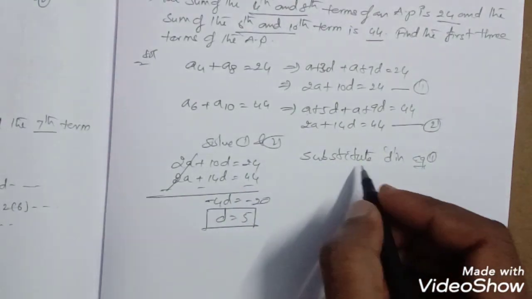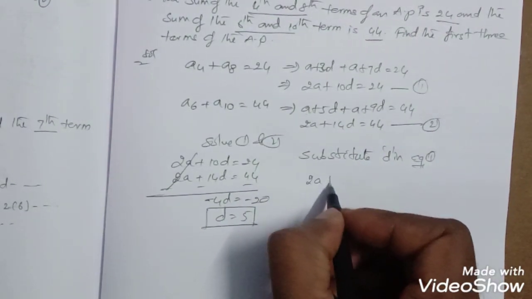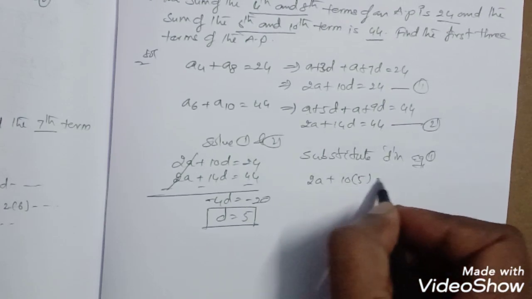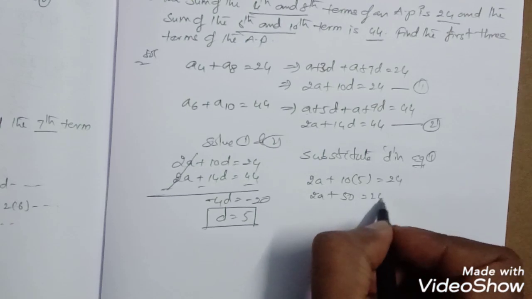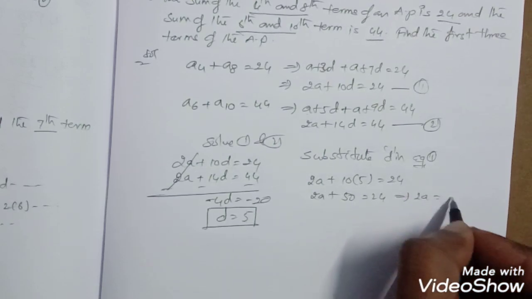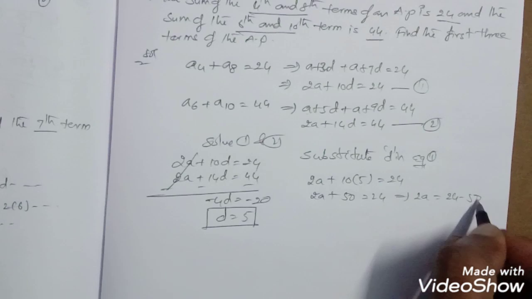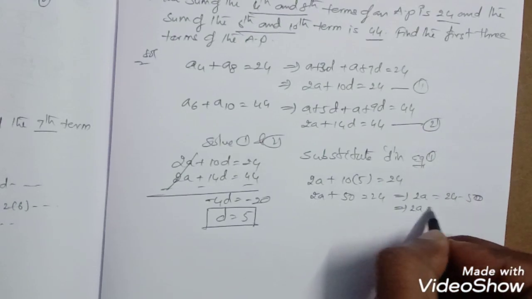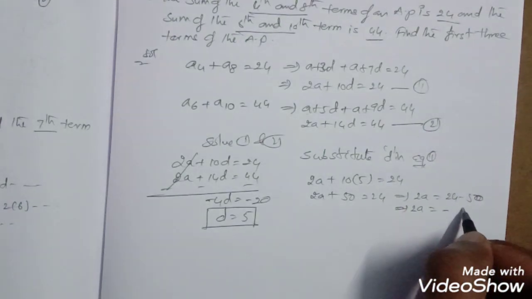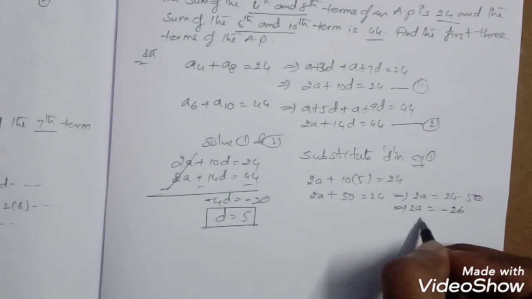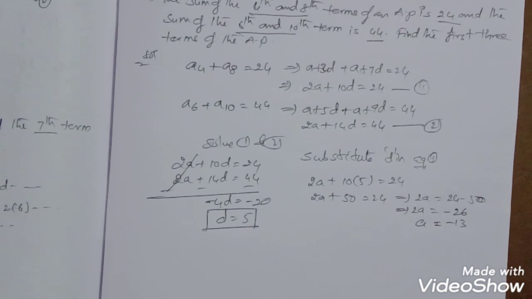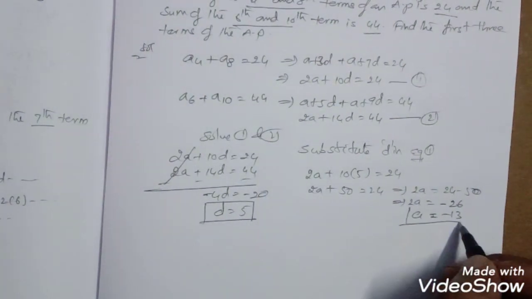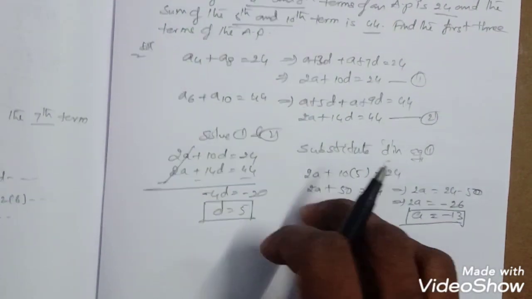If you substitute d in equation number 1, you will get 2a plus 10 into 5 is equal to 24. Now 2a plus 50 is equal to 24. Now 2a is equal to 24 minus 50. So here you will get 2a is equal to minus 26. So a is equal to minus 13.